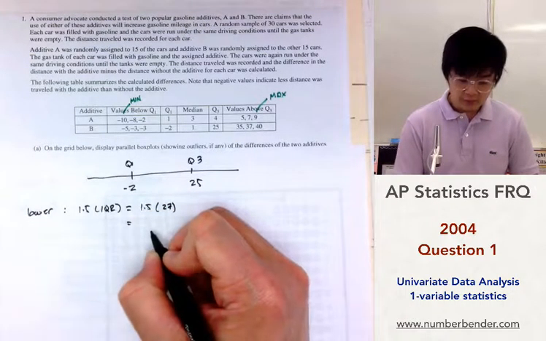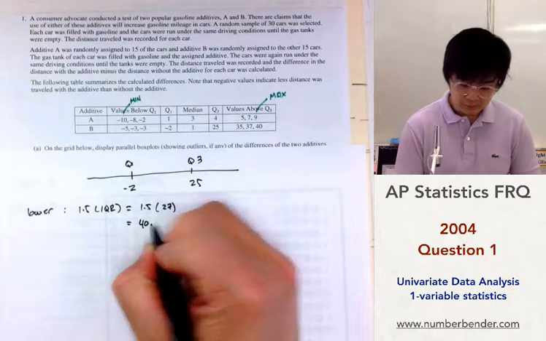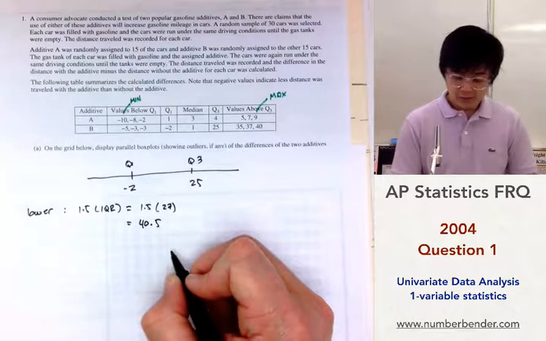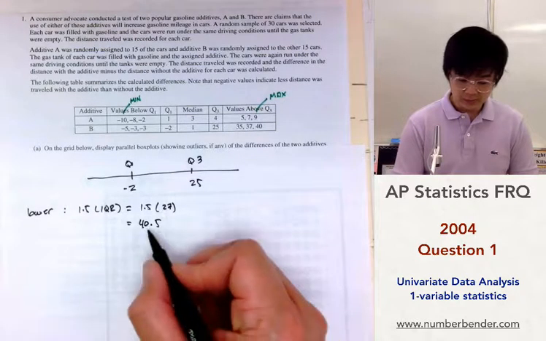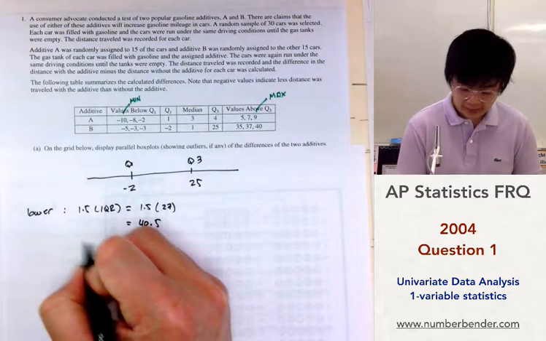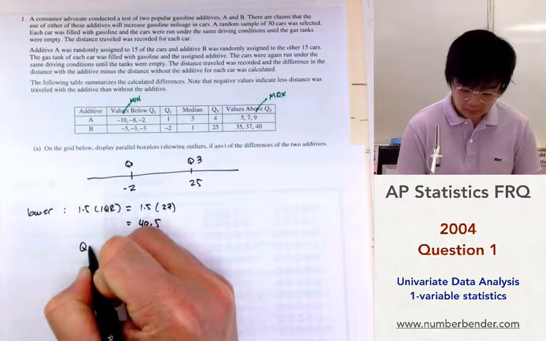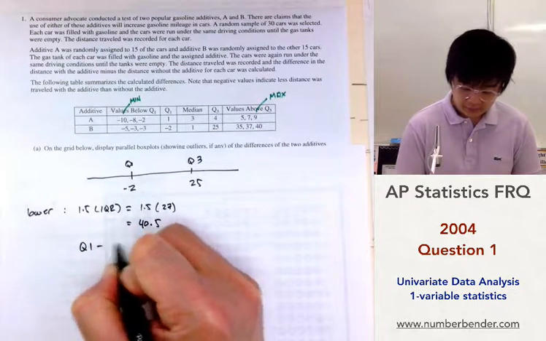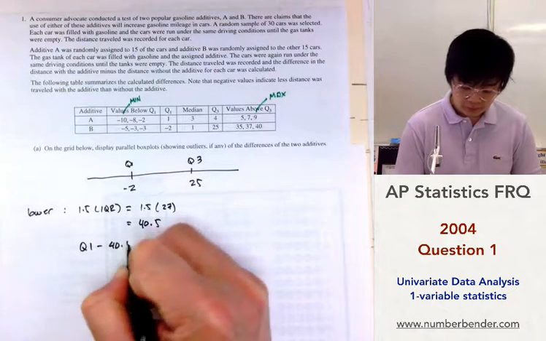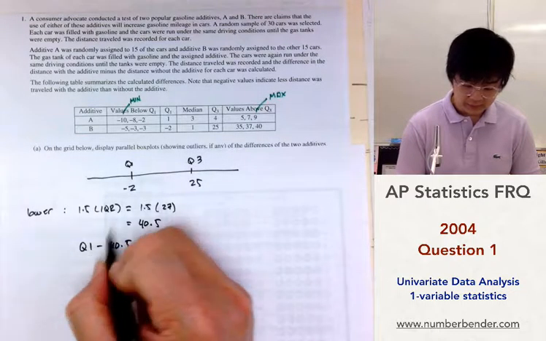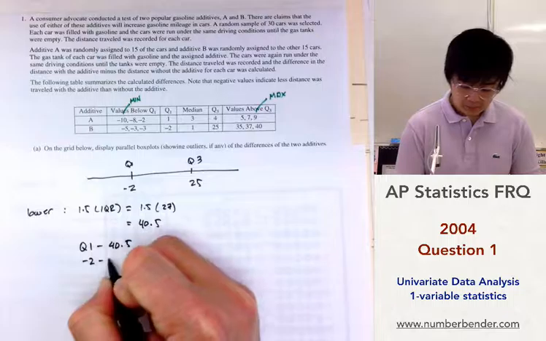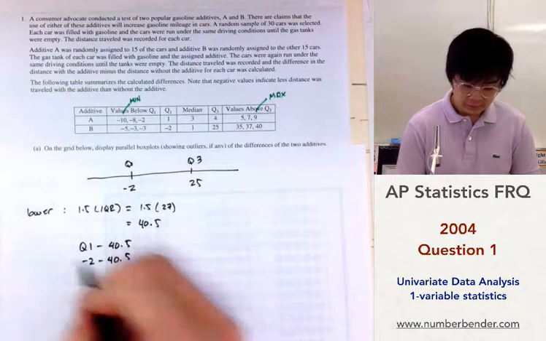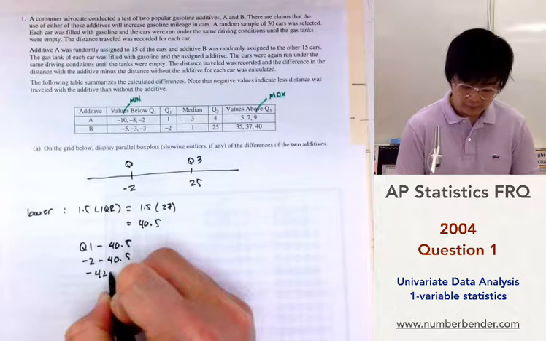So 1.5 times 27 is 40.5. So anything that is lower than the boundary will be our IQR. So we'll have Q1 minus 40.5, and Q1 is at negative 2 minus 40.5. So we have negative 42.5.